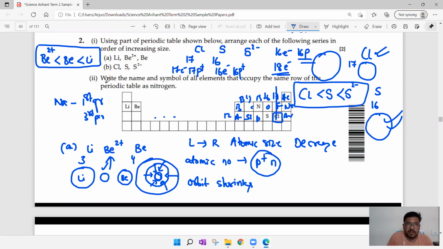Now second one: write the name and symbol of all elements that occupy the same row of the periodic table as nitrogen. They have given a hint, this is nitrogen, and we have to represent all the atoms present in the same row. They are asking for name and symbol. Boron B, carbon C, nitrogen N, oxygen O, fluorine F, neon Ne. That's it. 1, 2, 3, 4, 5, 6. 6 elements you have to write names and symbols. So boron, carbon, nitrogen, oxygen, fluorine, neon. That's it.